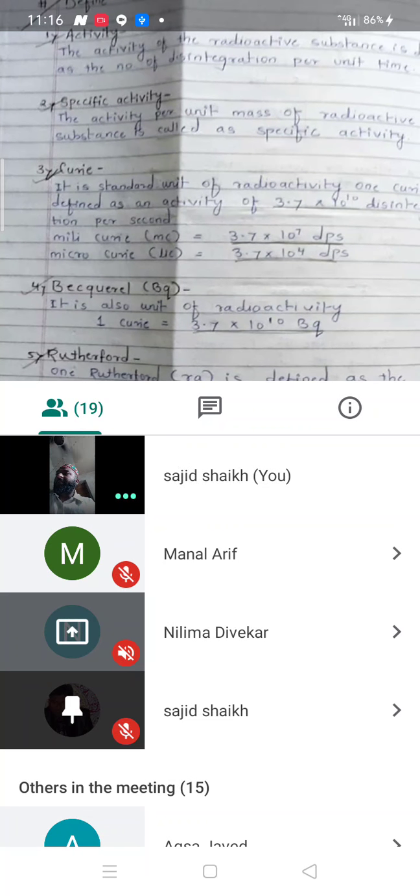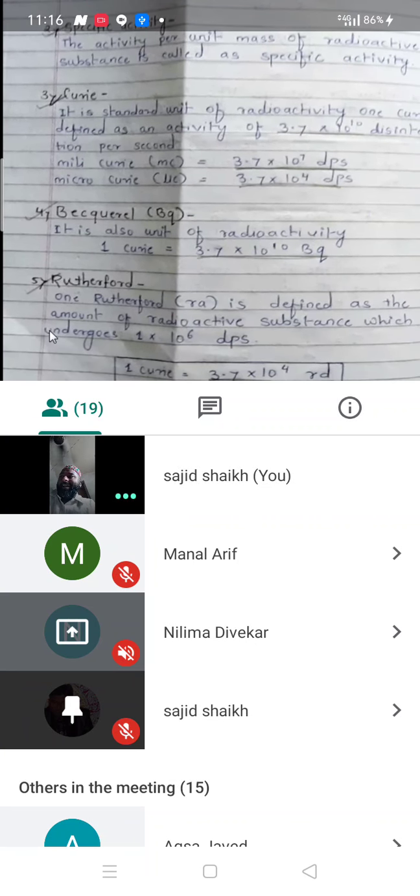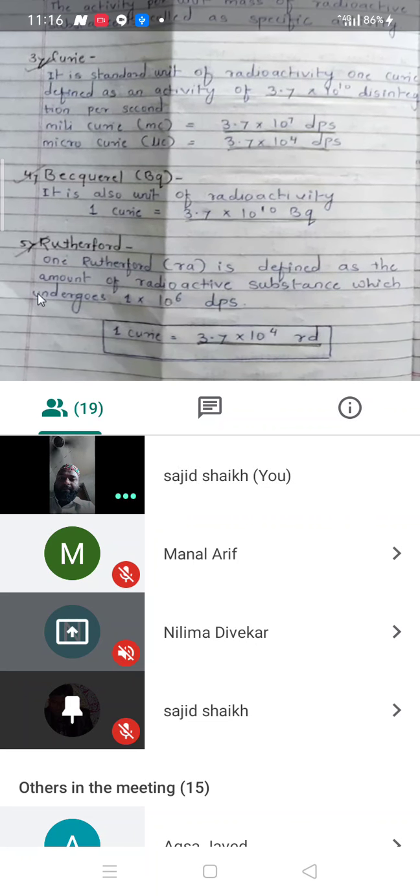Then another unit of radioactivity is the becquerel. 1 curie is equal to 3.7 into 10 raised to 10 becquerel. Then the Rutherford: 1 Rutherford is defined as the amount of radioactive substance which undergoes 1 into 10 raised to 6 disintegrations per second. And what is the relation between the Curie and the Rutherford? 1 Curie is 3.7 into 10 raised to 4 Rutherford.